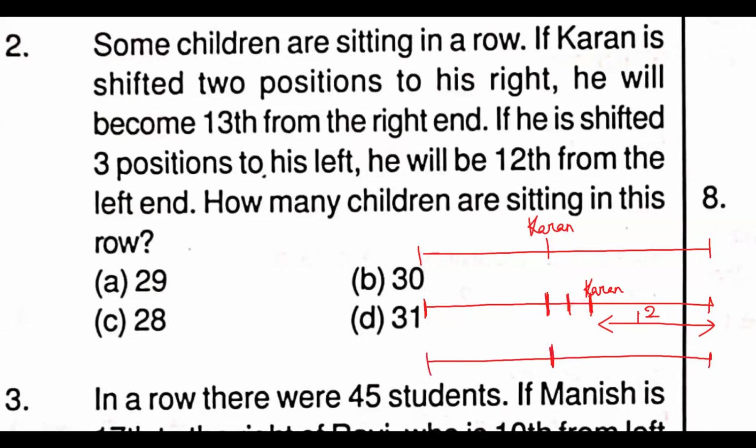Now another case. This was the actual position of Karan. Again, we'll take him over here. And they are saying now if he shifted 3 positions to his left, that means 1, 2, and 3. Now if Karan is over here, he will become 12th from the left end. Getting the question? Why are we counting from this position? Because this was the actual position of Karan, where I've drawn the dot.